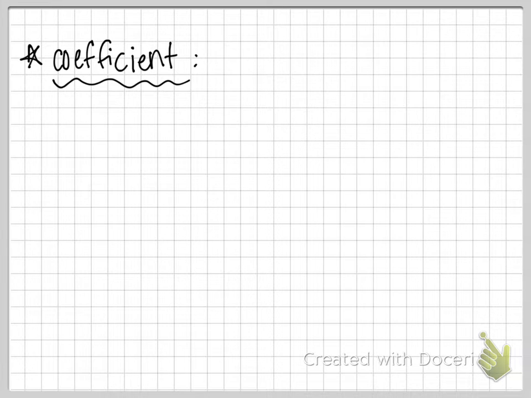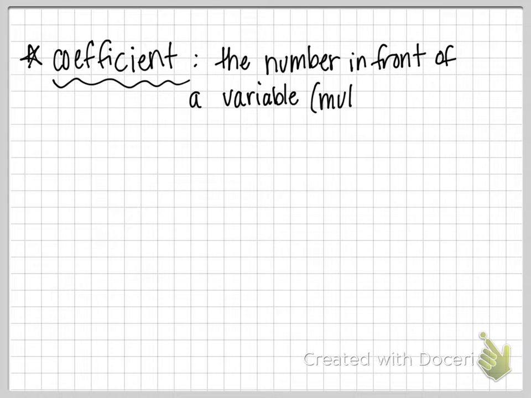Coefficient. So look at this word. This is an important word. This is going to come up a lot. I will use this word a lot in this section. The coefficient is the number in front of a variable. And when we use a coefficient, it means we're multiplying. So, for example, if we have that expression 5x, the coefficient is 5. It's the number that's in front of the variable. Does that make sense? The coefficient is the number in front of the variable.